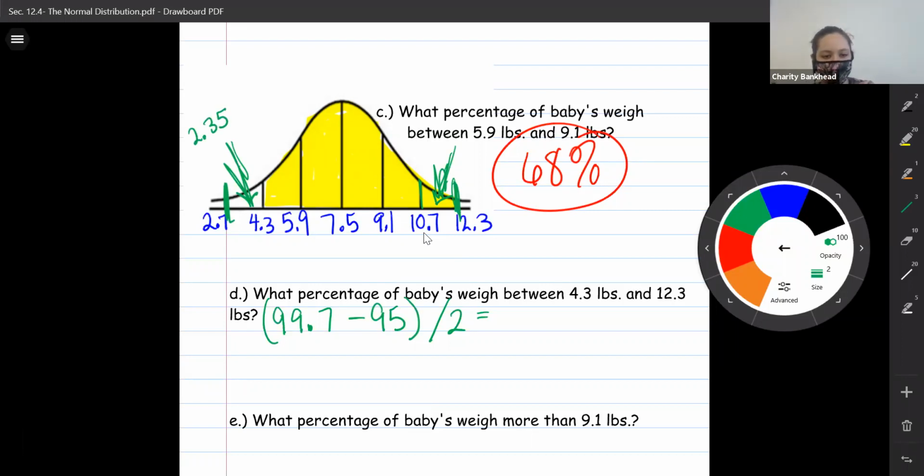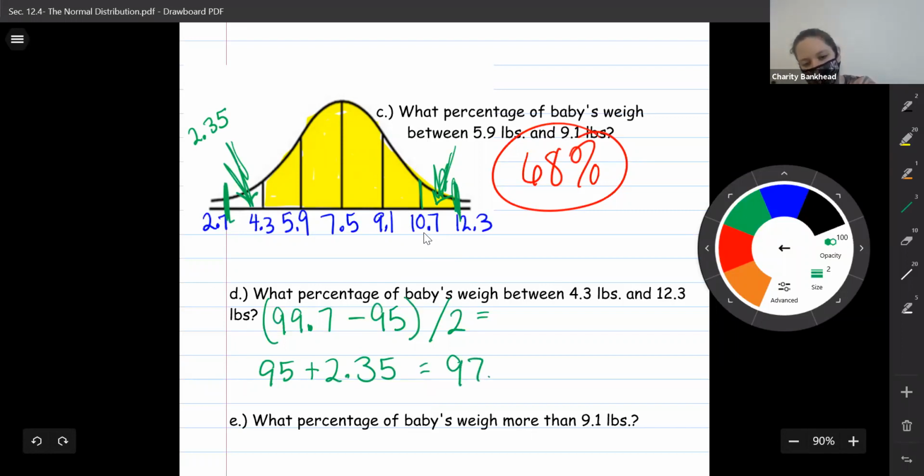So to answer this question, I would say 95% plus 2.35%. So that equals 97.35%.